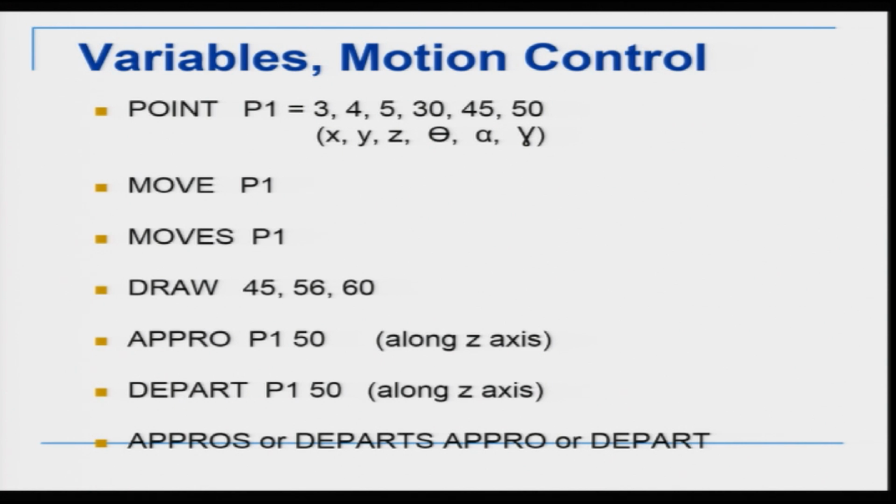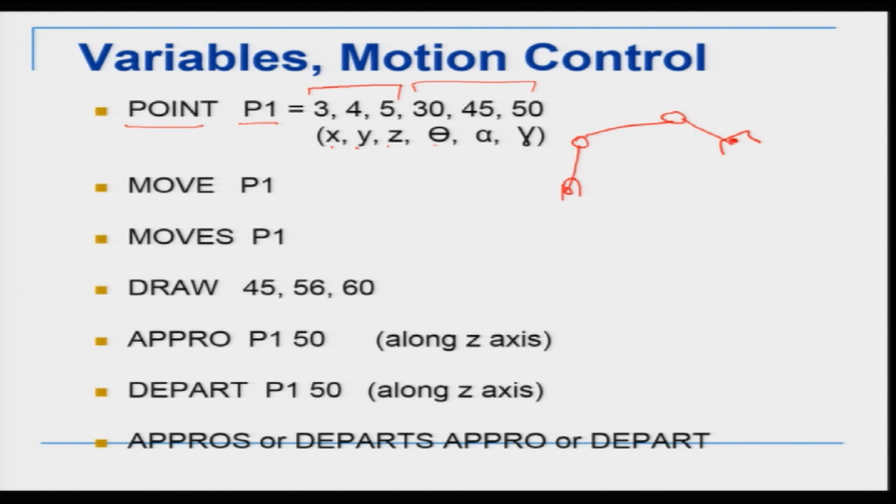Now, variables we have said can consist of names, made up of letters and numbers up to 8 characters. So, this is defining a point, and this name of the point is P1. Now, how this point P1 is defined in space is the first 3 units there are x, y and z coordinates. The last 3 are the angles, theta, alpha and gamma, that the end effector makes with the last axis.